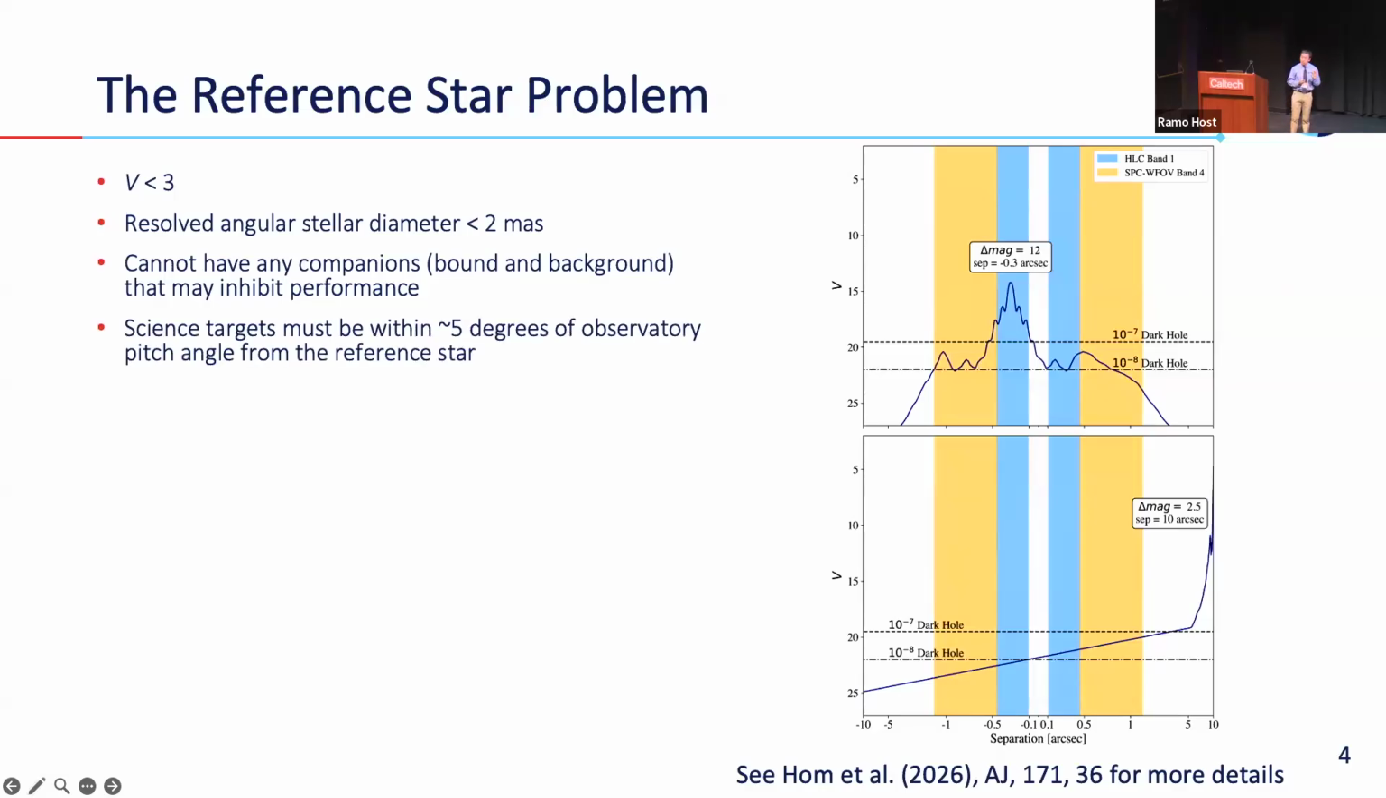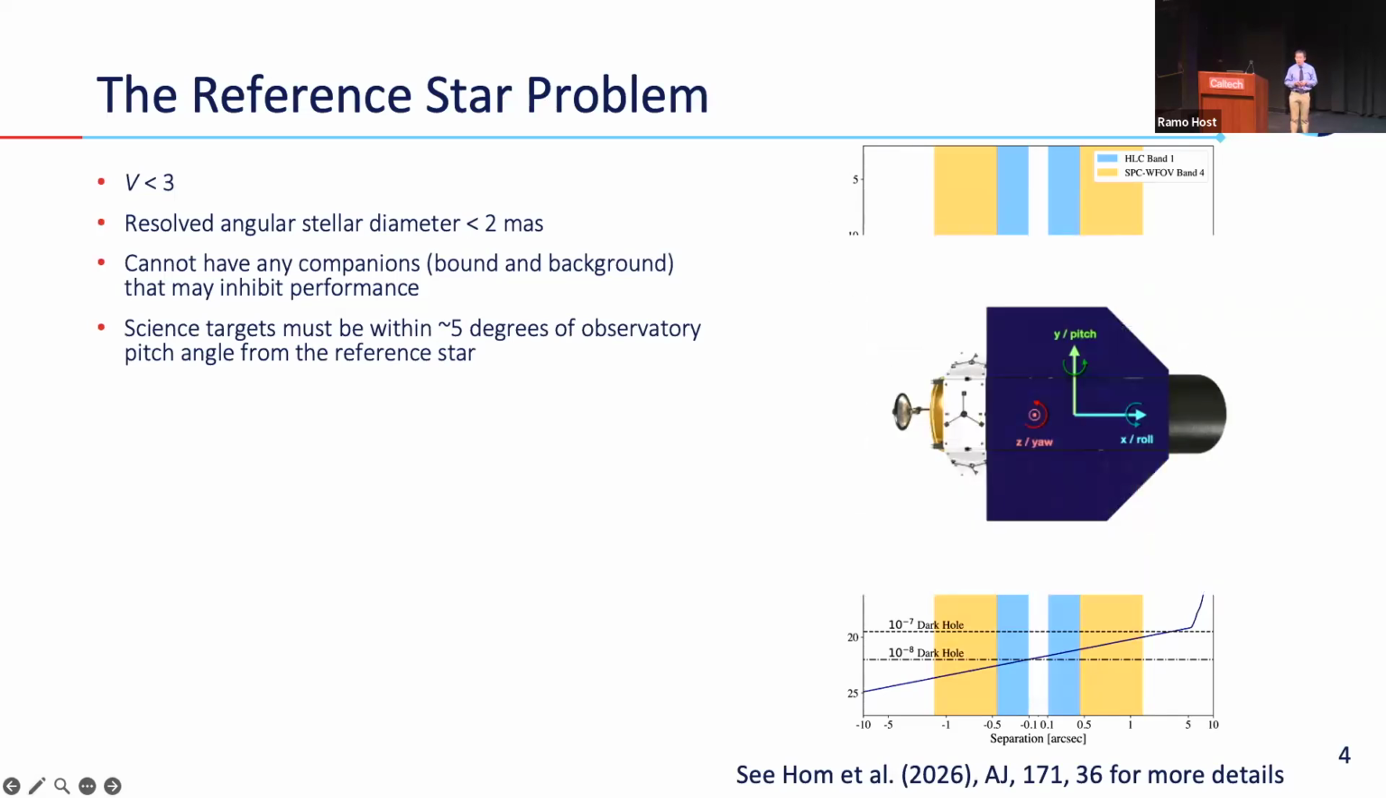This next criterion is not really a criterion on reference stars, but more so on science targets. Your science targets have to be within 5 degrees of observatory pitch angle from your reference star. And what is pitch angle? This is a top-down view of the observatory, and you can think of the pitch angle as this up and down motion with respect to the bore site.